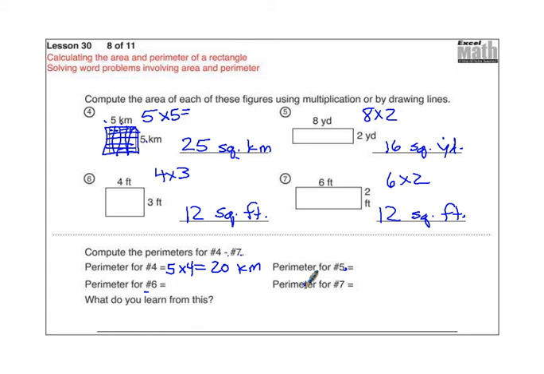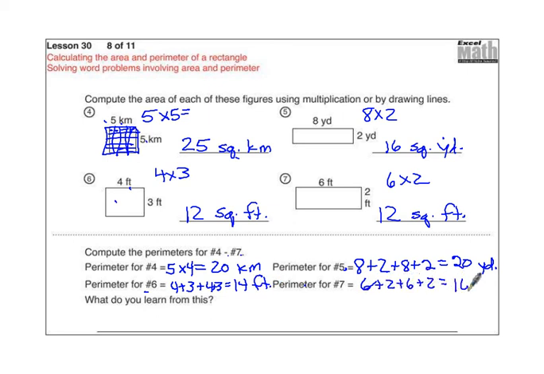Number 5, we should have written 8 plus 2 plus 8 plus 2. That's equal to 20 yards. Make sure you put a label on there. Number 6, 4 plus 3 plus 4 plus 3. That's equal to 14 feet. And the perimeter for number 7 is 6 plus 2 plus 6 plus 2, which is equal to 16 feet.